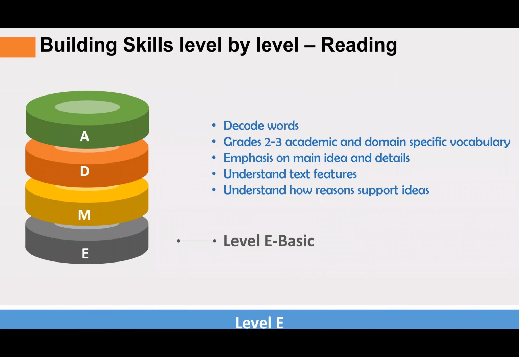If we look at how the skills are stacked by level, we see for reading that at level E, students begin with a basic skill like asking questions about a topic to demonstrate an understanding of key ideas in a text and reasons for support of ideas in a text.